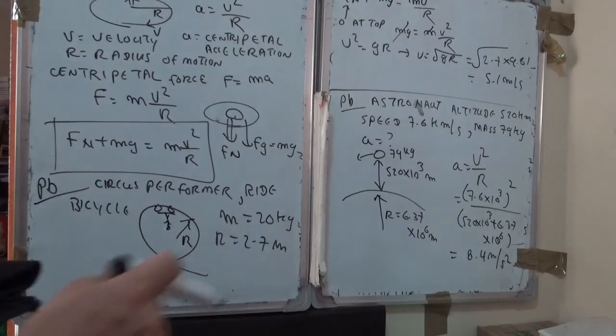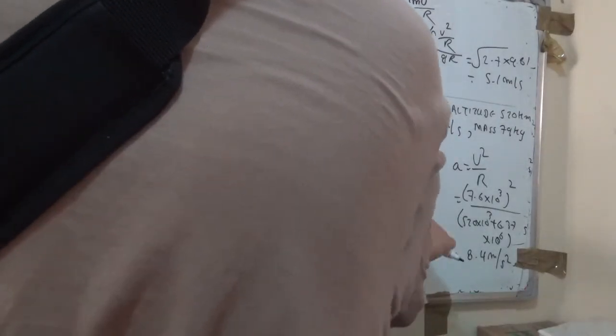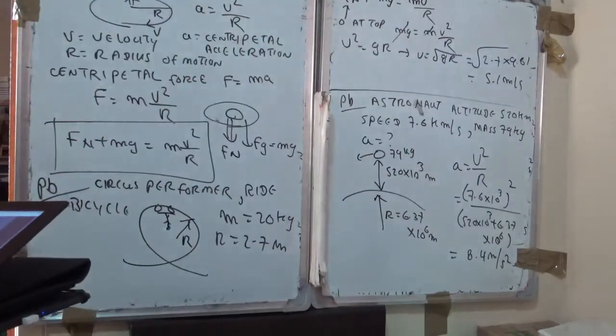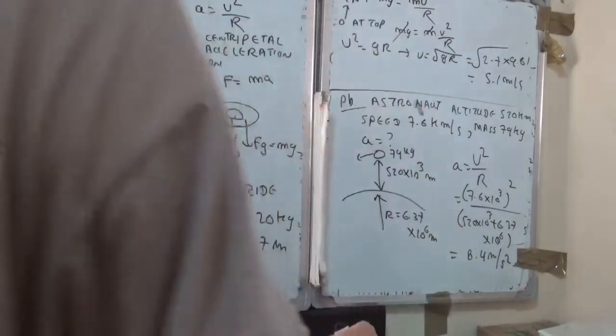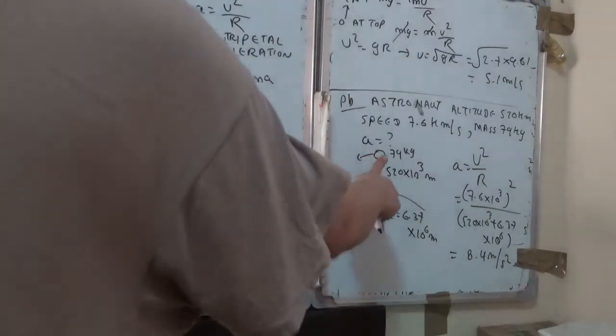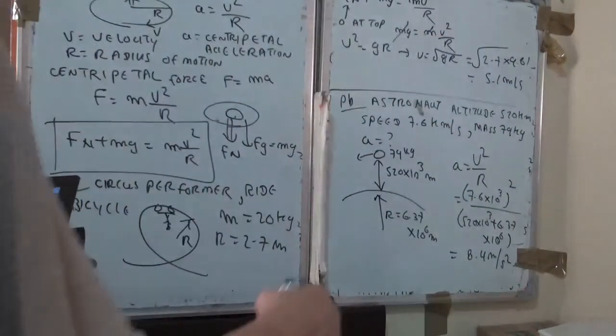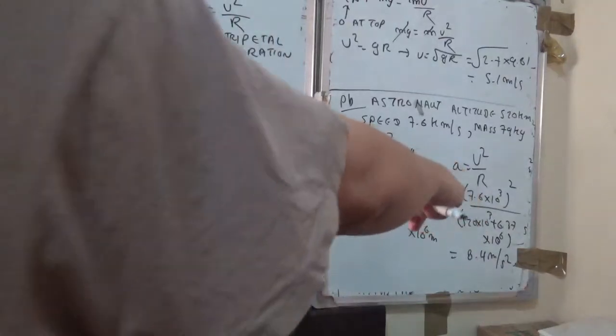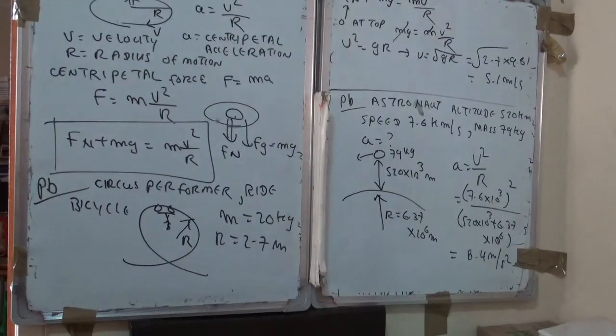Therefore, we draw the diagram. The radius of the Earth, from the surface to the center of the Earth, is 6.37 into 10^6 meters. Above the Earth's surface level to the place where the spacecraft is going is 520 into 10^3 meters. So we have to add this one and this one: 520 into 10^3 plus 6.37 into 10^6. This is the radius. Velocity is already given as 7.6 kilometers per second, 7.6 into 10^3 squared. So from substituting into this equation, we can calculate that.